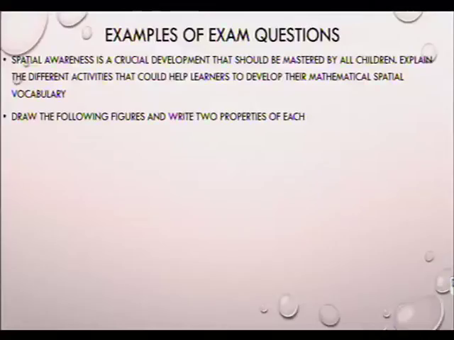Another example of an examination question is, draw the following figures and write 2 properties of each. The example here is a cube, a trapezium, and a circle. So I should be able to draw the figures, and I should be able to know the properties. What differentiates the cube from a square? I should know the properties of all my shapes, and I should be able to draw all my shapes as a student.